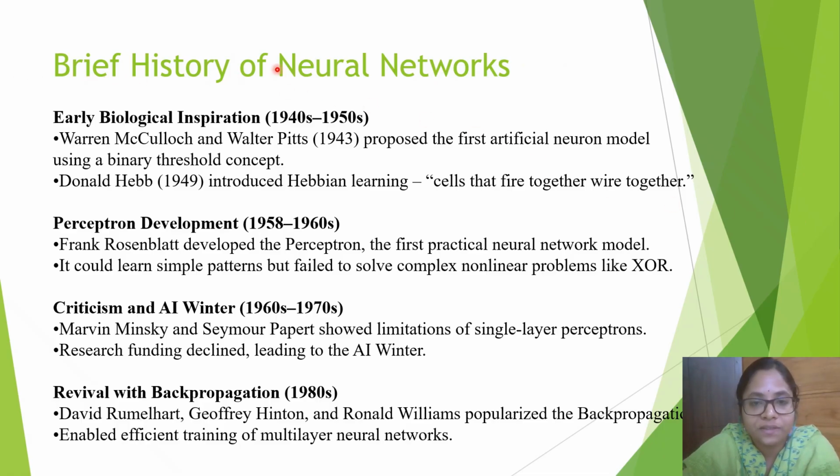Then what is a brief history of neural networks? In the early biological inspiration between the 1940s and 1950s, McCulloch and Pitts, in 1943, proposed the first artificial neuron model using a binary threshold concept. The next one is Donald Hebb, who in 1949 introduced Hebbian learning. He introduced the concept that cells that fire together wire together.